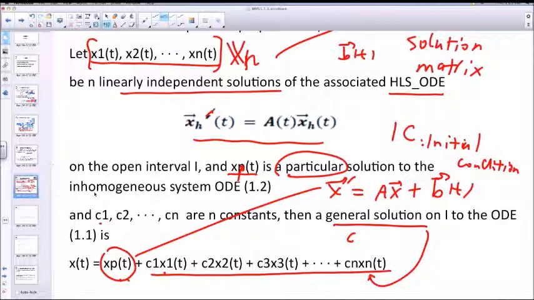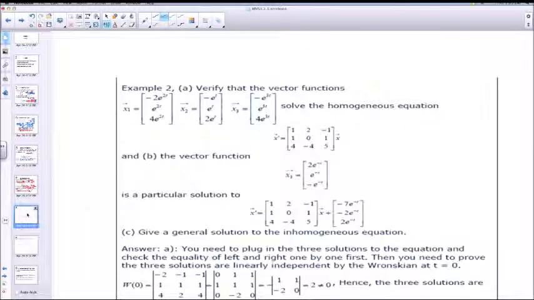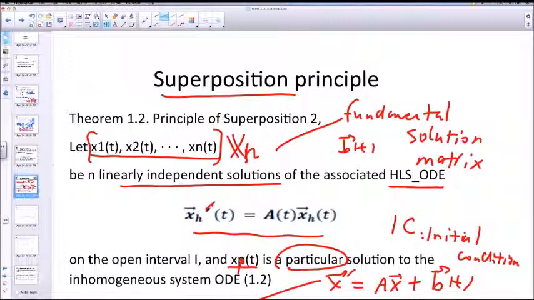So now it's very clear. To solve such a system, you have 3 steps. Step 1, you need to solve the homogeneous system as we did in the last lesson. Step 2, we need to find one single particular solution. Even if you have infinitely many, I only need one. And step 3, you figure out these constants if you have the initial condition. So we're going to see a few examples today.